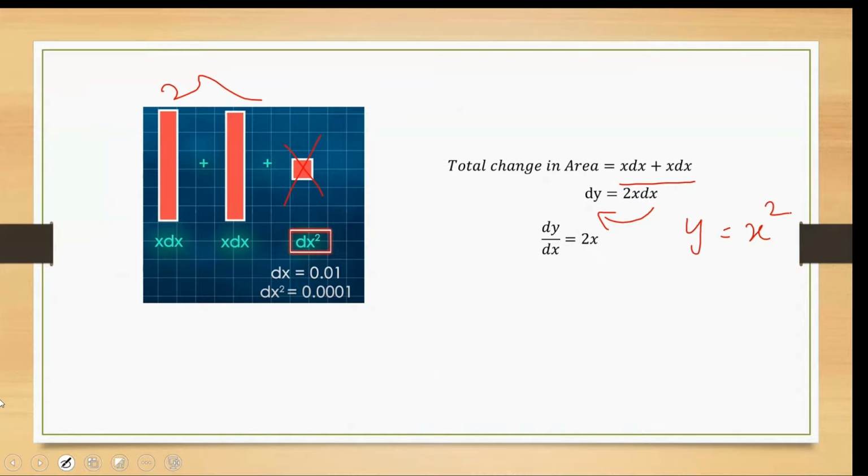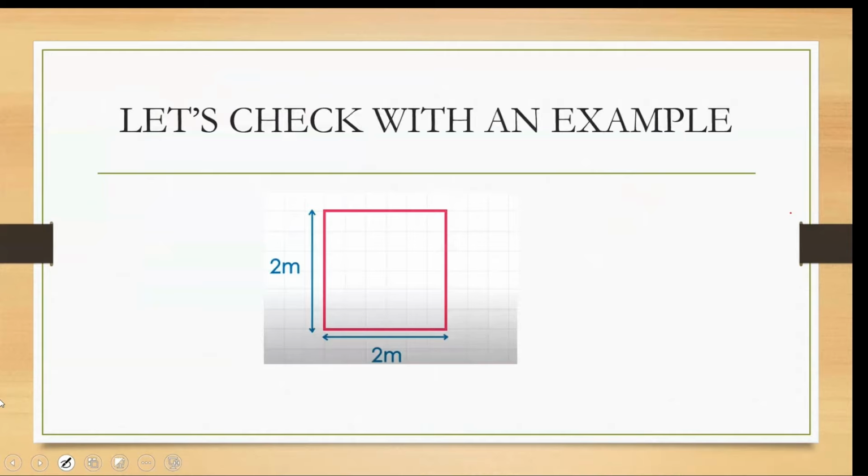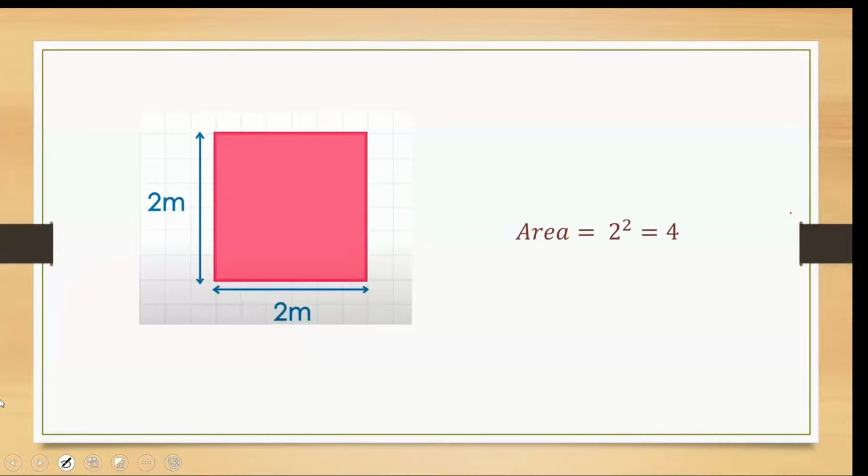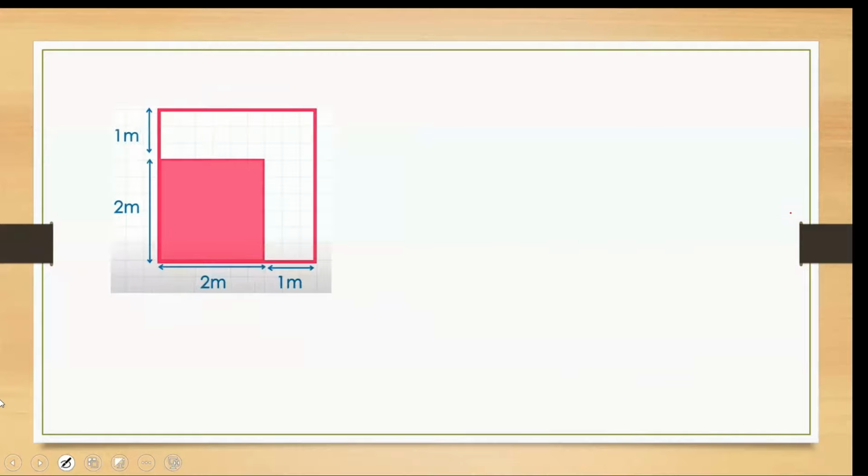Okay, let us check with some examples. Let us consider a square of side length 2 meter. So what will be the area for this square? Its area is equal to 2 square, which is 4. Okay, so I'm going to extend the length by 1 meter. So the change in length is 1 meter. So the total length is 3 meter. So when you calculate the total area for this new square, it would be 3 square, which is 9.